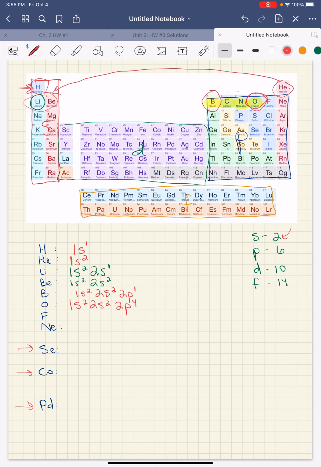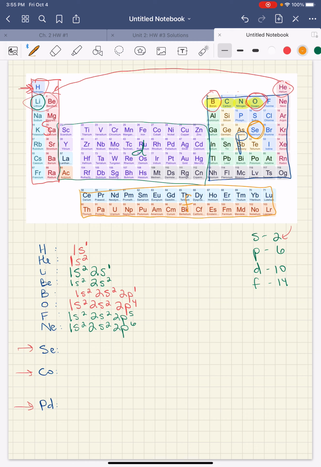2p4. Okay, for F, that's going to be, starting over again, 1s2, 2s2, 2p. Okay, that would be 1, 2, 3, 4, 5. So that's going to be 2p5. And then for neon, it would be 1s2, 2s2, and then 2p. Okay, so 2p, 1, 2, 3, 4, 5, 6. 2p6. Now, we're going to do this for Se, which is a little bit farther down the periodic table.